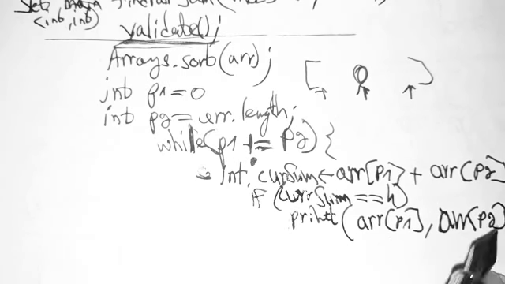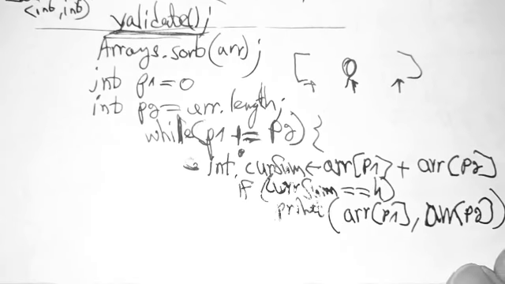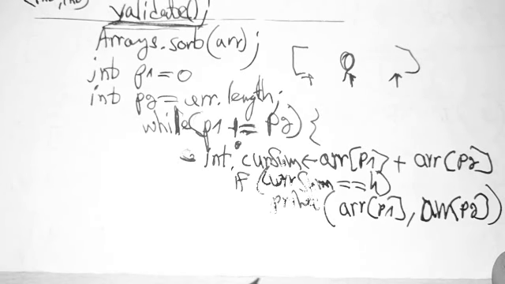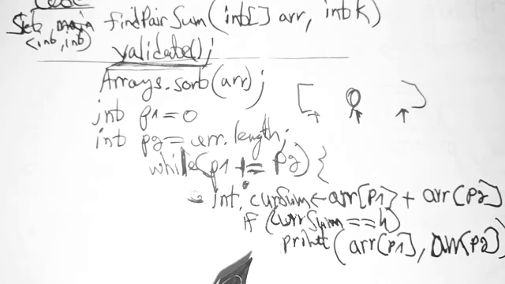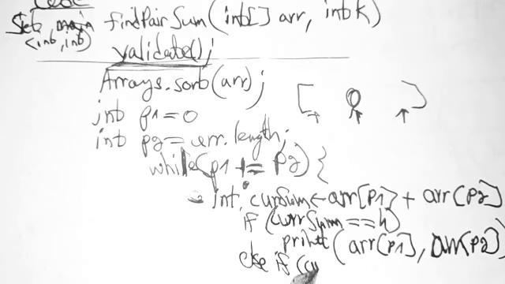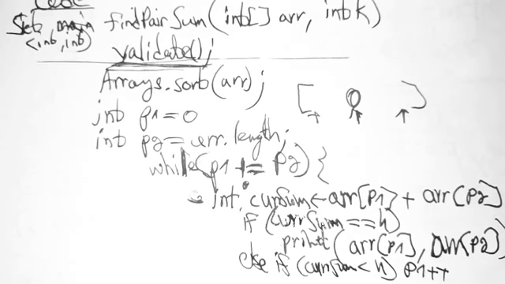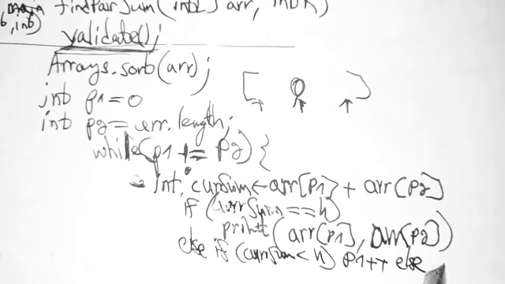This is partly pseudocode, partly Java because of the lack of time. And if the current sum is less than k, else if current sum less than k, simply increment pointer 1, else P2 minus minus. And this is it.